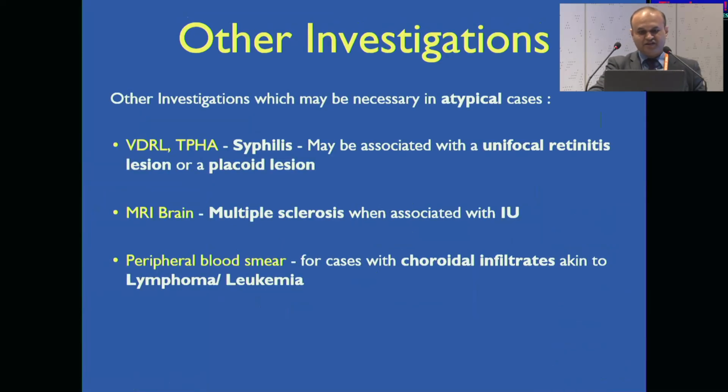Other investigations which may be necessary in atypical cases are syphilis. So remember, like I said, we usually do rule out ocular syphilis for all of our cases of uveitis. If you are suspecting signs of multiple sclerosis, an MRI brain, and a very important but simple test is a peripheral blood smear, because that can help you in ruling out underlying leukemias and lymphomas.